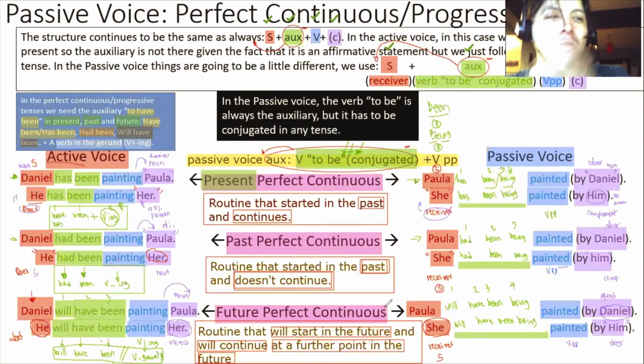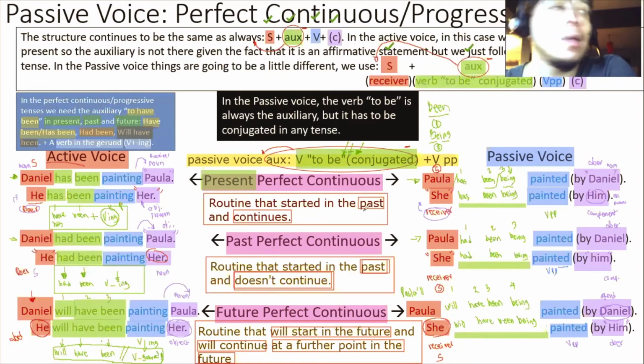¿Sí? Para que no suene tan repetitivo, algo que podemos hacer es decir, Paula, this is the contraction, Paula have been being painted. That's, it sounds more normal, not to say 4 different words. Y así es como hacemos la voz pasiva en futuro perfecto continuo.